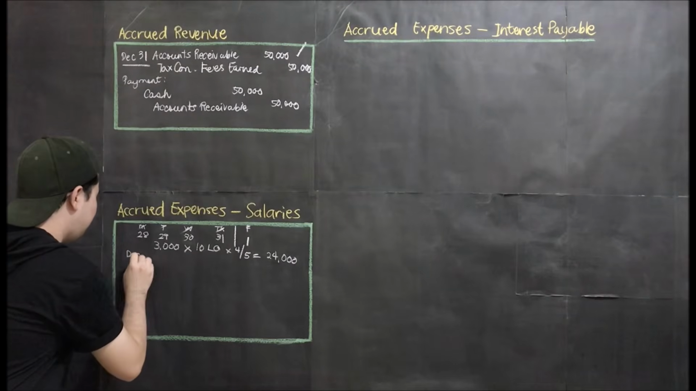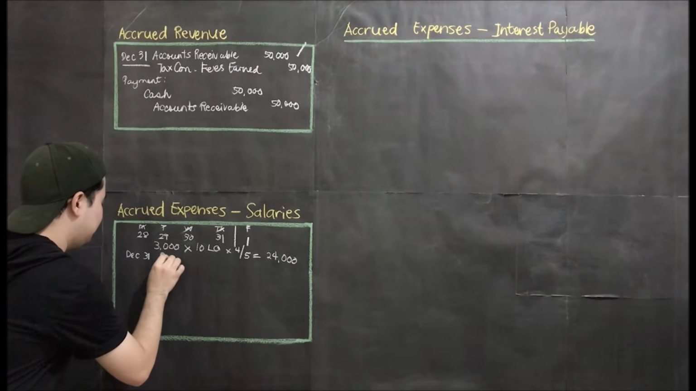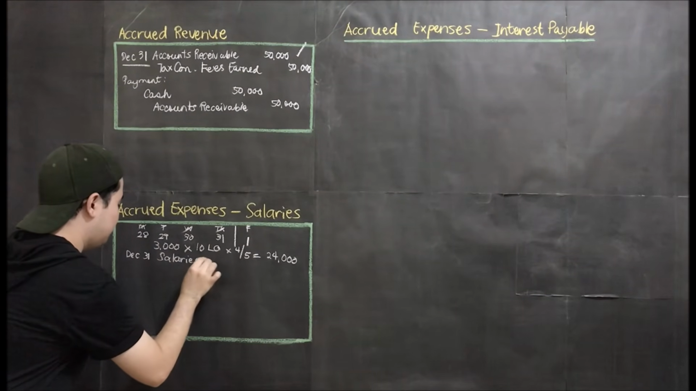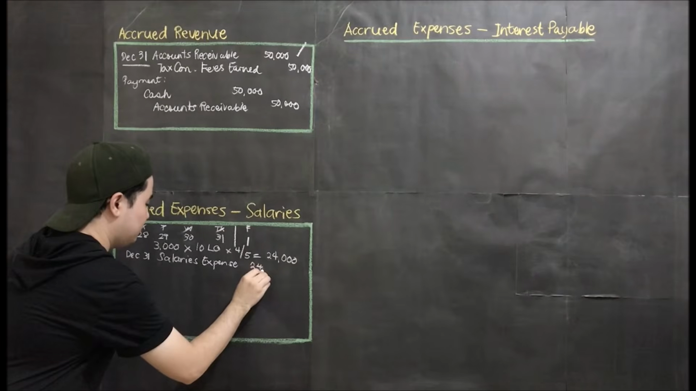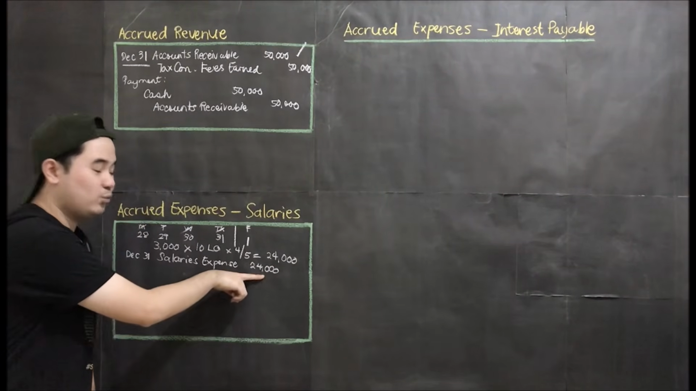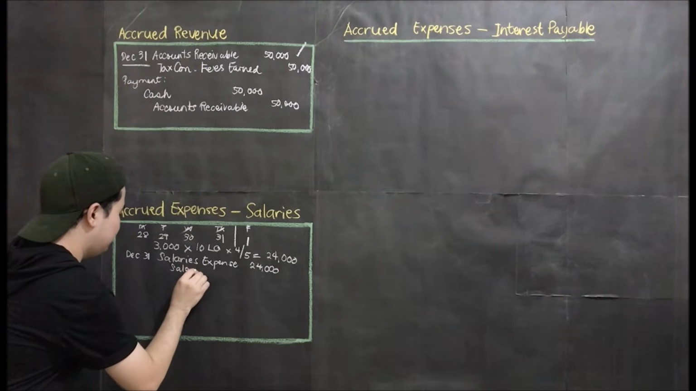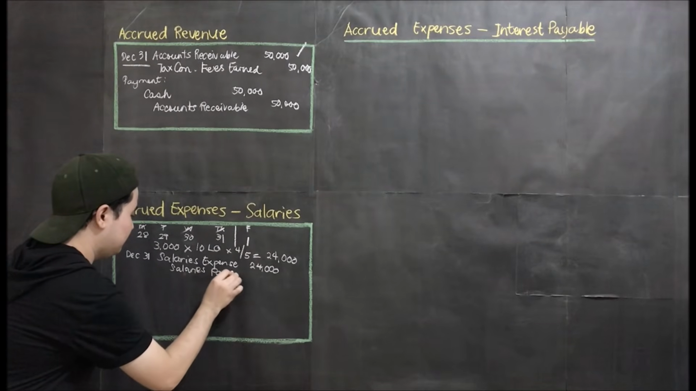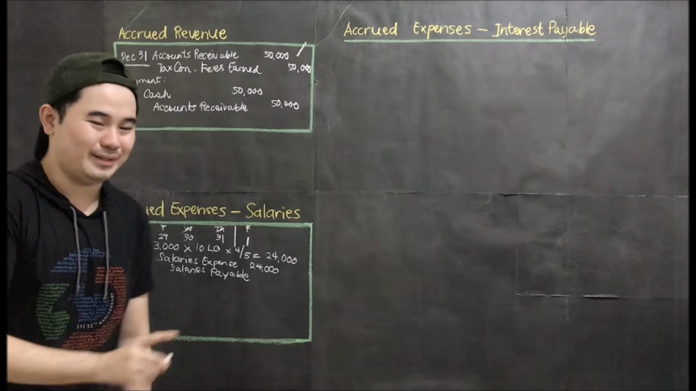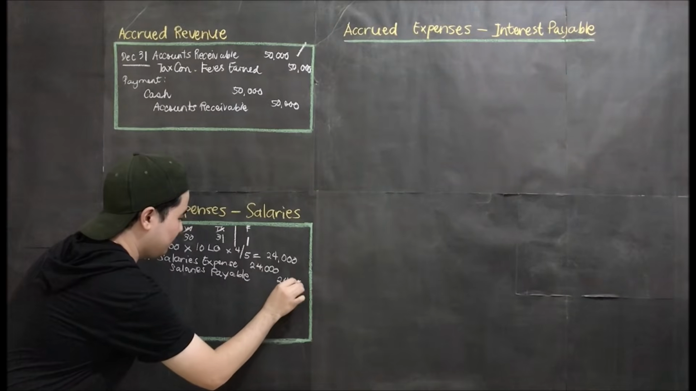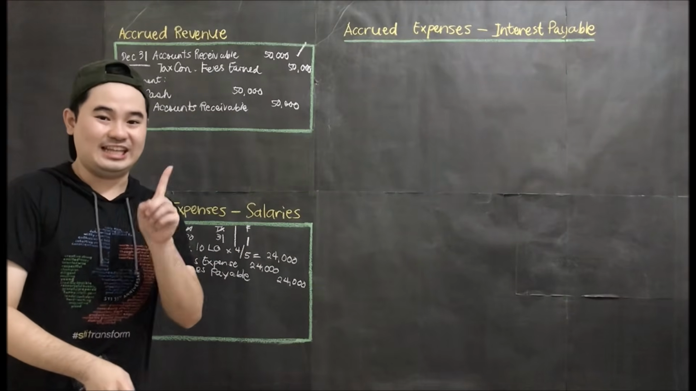So, on December 31, your entry would be debit salaries expense of 24,000 which is related to 2020. Credit po natin sa salaries payable kasi hindi pa po nababayaran ng company. Pero kailan po babayaran yung sahod? Diba tuwing Friday? So, ito po ang entry natin ng Friday.